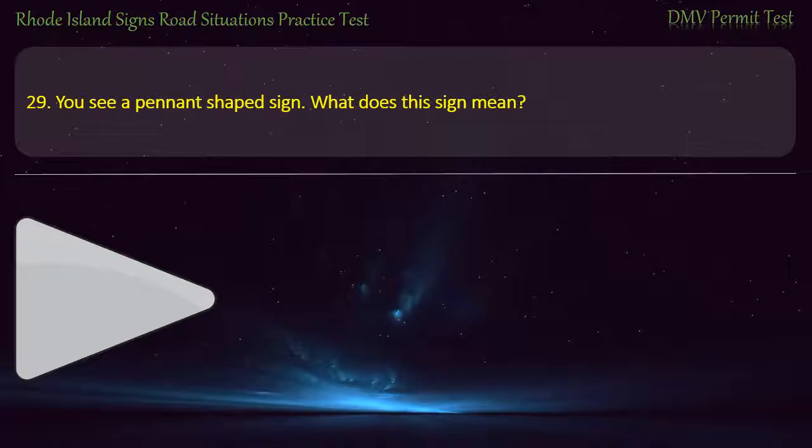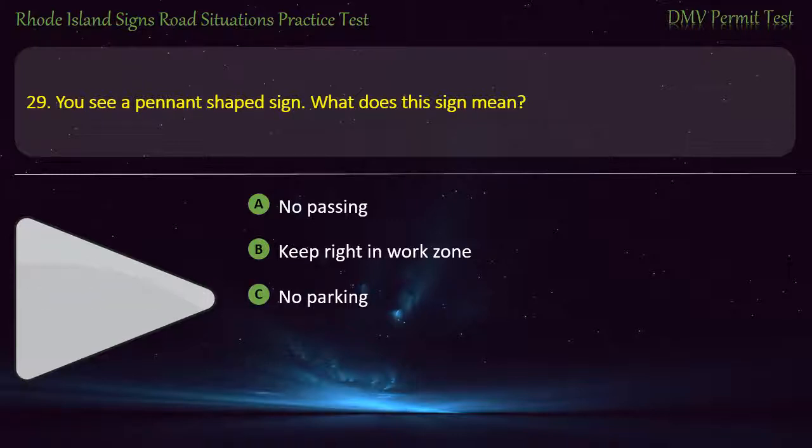Question 29. You see a pennant-shaped sign. What does this sign mean? No passing. Keep right in work zone. No parking. Right turn ahead. Answer. No passing.